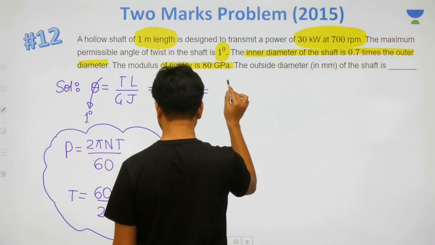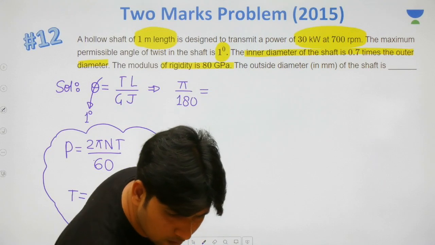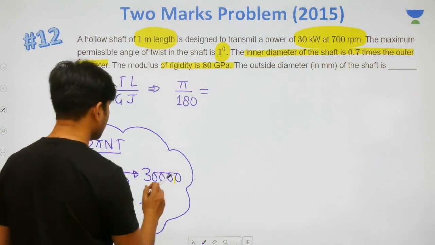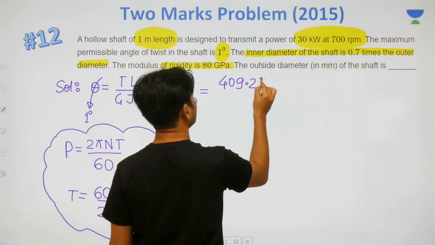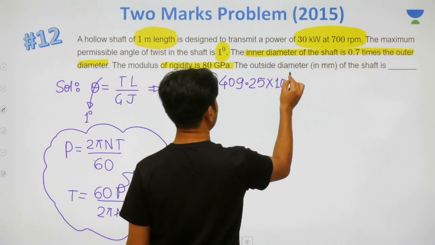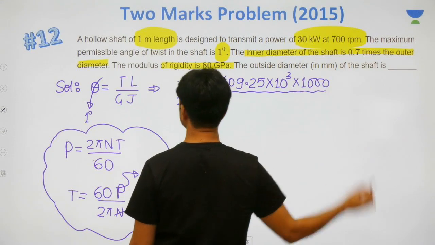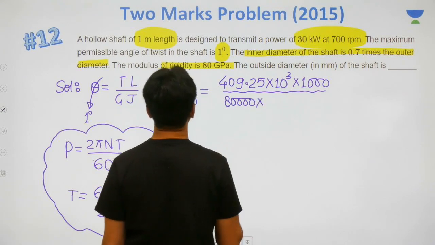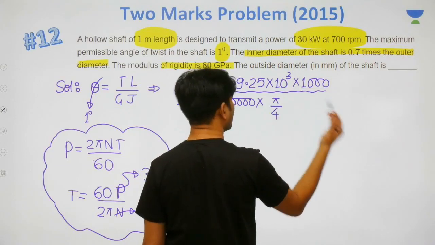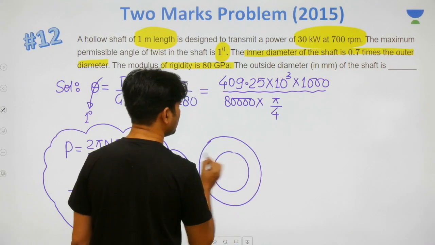This value you can calculate and you can put it here. Let me tell you the exact value. I calculated it. It's going to be 409.25 into 10 raised to 3. The length value is 1000 mm. And then, my dear friends, G value is given to you as 80,000 megapascal. J is pi by 4, D outer raised to 4. Like, this is a hollow shaft, no? This is a hollow shaft.